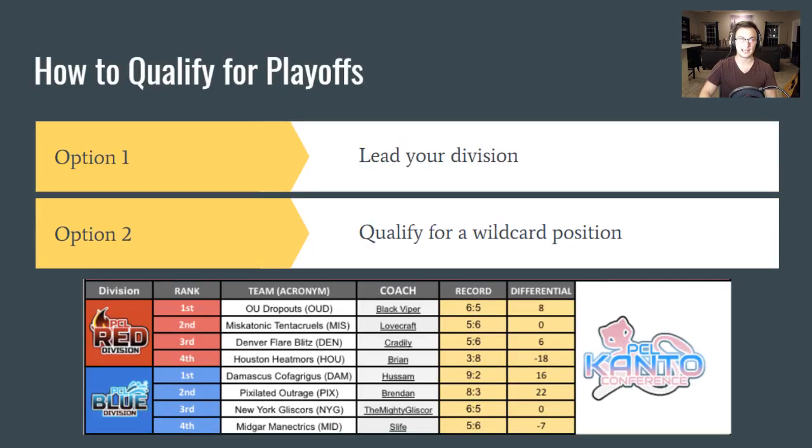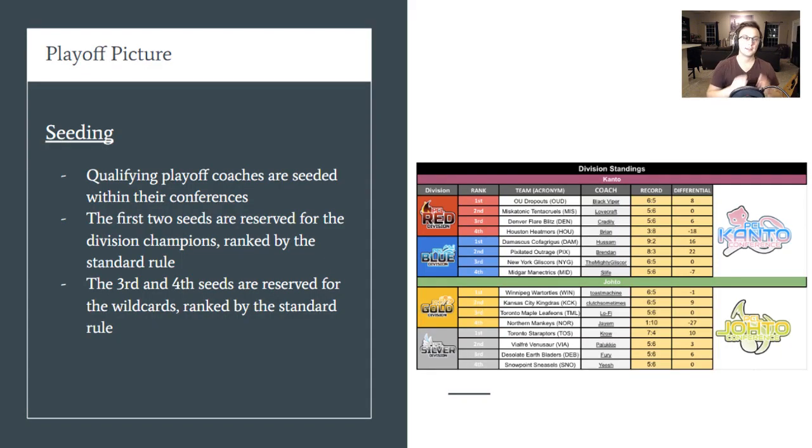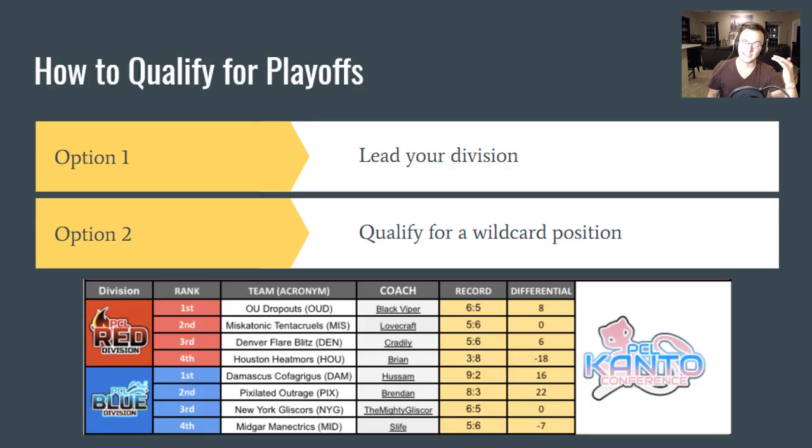So to go back to this example here, Hassam and Viper are the first 2 seeds, and they're ranked by the standard rule. Again, the standard rule that I mentioned early in the video. So first we ask win-loss record. Hassam is 9-2 and Viper is 6-5. So Hassam is the first seed and Viper is the second seed. Then third and fourth seeds are reserved, of course, for wild cards, and they're determined again by the standard rule. Brendan is 8-3, Gliscor is 6-5. So Brendan is third seed, Gliscor is fourth seed.